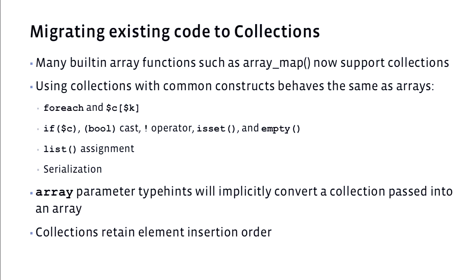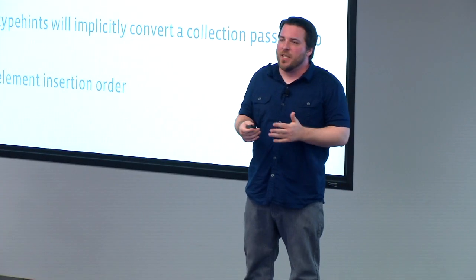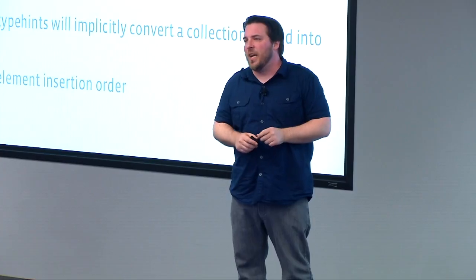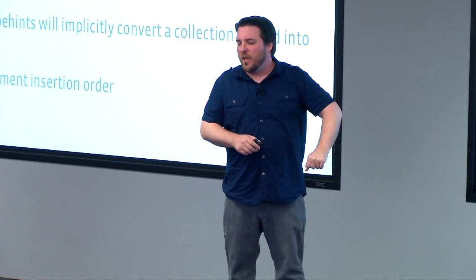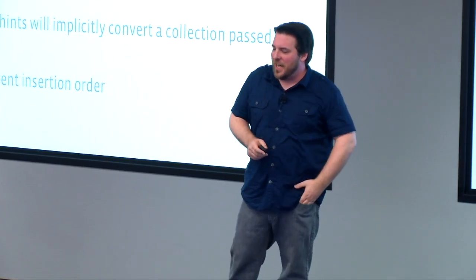And then common constructs work the same as they do for PHP arrays. I already mentioned foreach and bracket syntax. But another key one is testing whether it's empty by doing if or Boolean cast or not. And then all the different ways that you can use isset and empty on arrays, we made sure it works with collections as well. You also have list assignment, serialization. The list goes on, but I didn't have room on the slide.